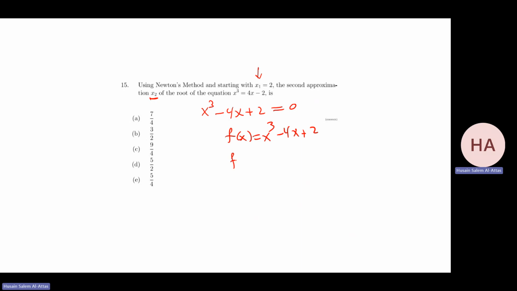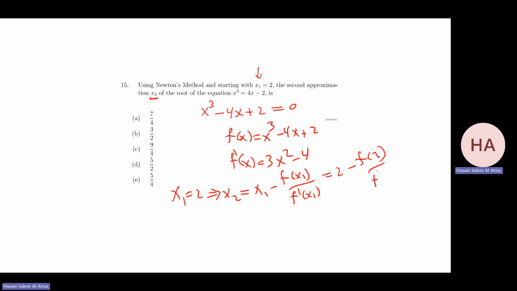Now we'll find f prime. That will be 3x² − 4. With x1 equal to 2, that implies x2 is x1 minus f of x1 over f prime at x1, which is equal to 2 minus f of 2 over f prime at 2. f of 2 is 8 minus 8, plus 2, which is 2. f prime at 2 is 12 minus 4, which is 8. So it will be 2 minus 1 over 4, which is 7 over 4.